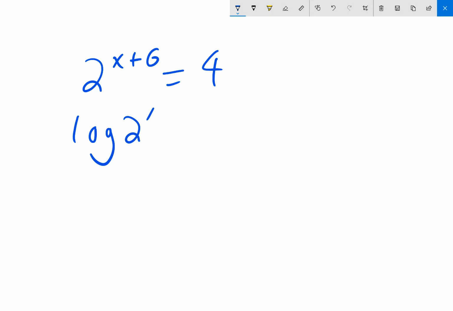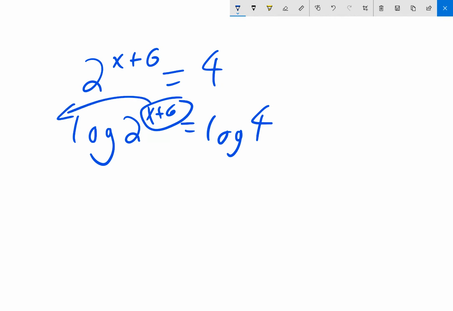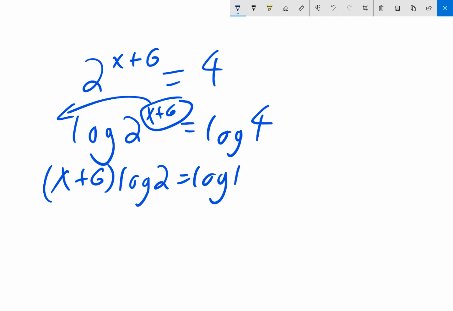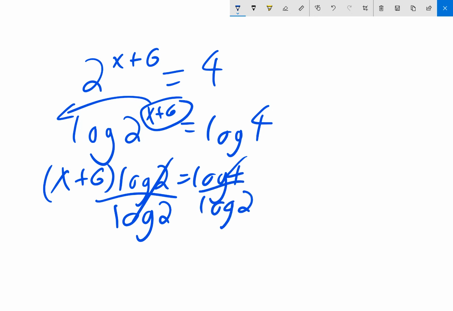So we got log of 2 to the x plus 6 power equals log 4. Step 2, move the x plus 6 to the front. Get x plus 6 up there. Log 2 equals log 4. And then, of course, divide by log 2, since that's on the side with x. We get x plus 6 equal to 2.